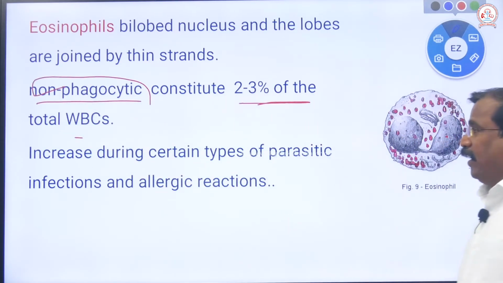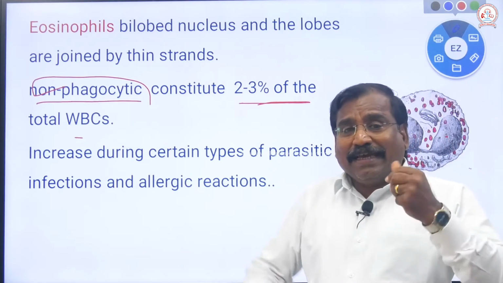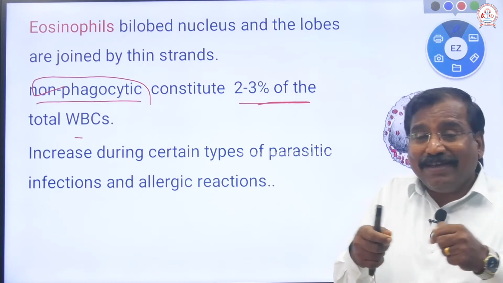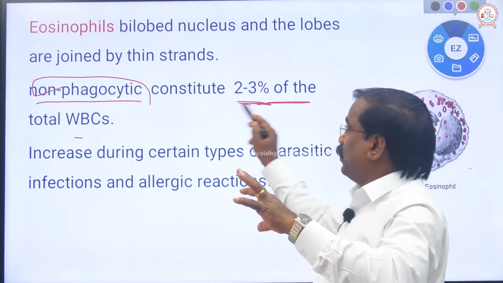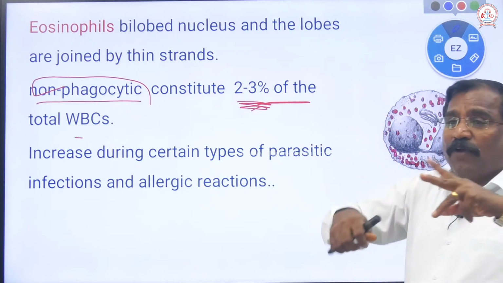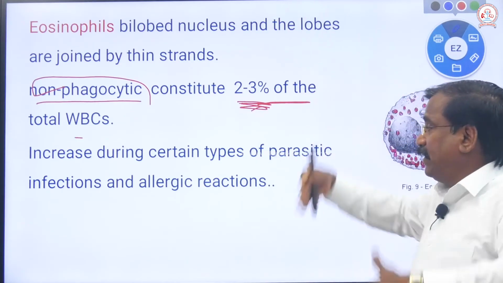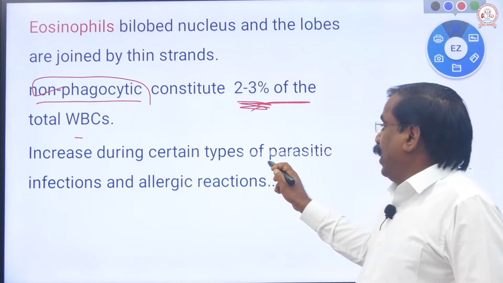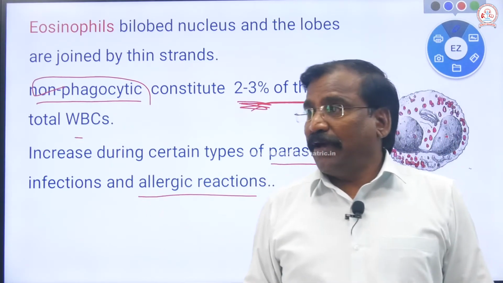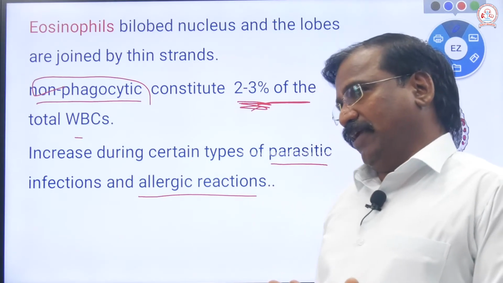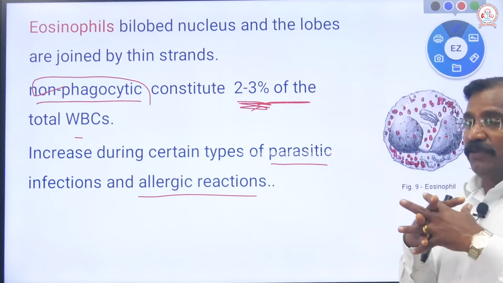Listen, this cell increases. In the blood tests they do, this ratio is normally 2 to 3%. Sometimes it goes to 5%, 6%, 10%. When? In parasitic infections and allergic reactions. Any parasitic infection and allergy, this number increases.